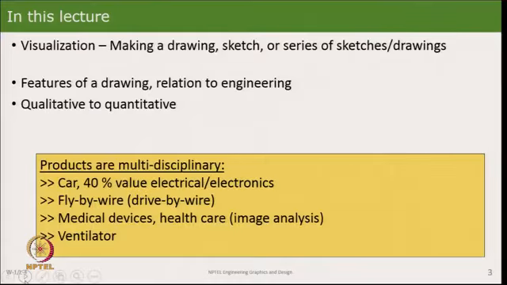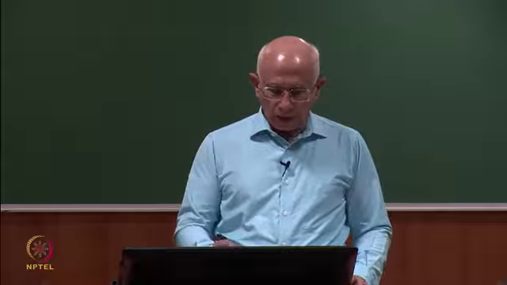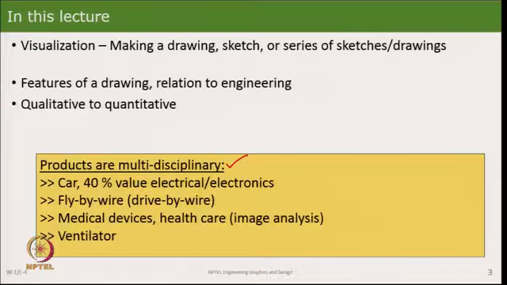We will look at objects as one component at a time, which may be related to any one field of engineering, but today's world of engineering products are hugely multidisciplinary. A modern car has 40% of the value as electrical and electronics items, and currently we are in a situation where the shortage of chips is hampering the manufacturing of cars.